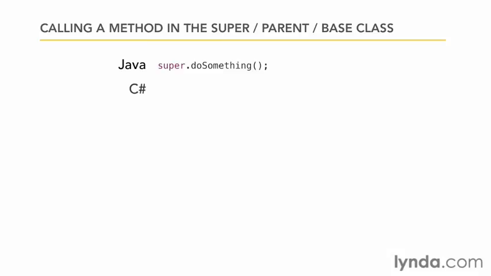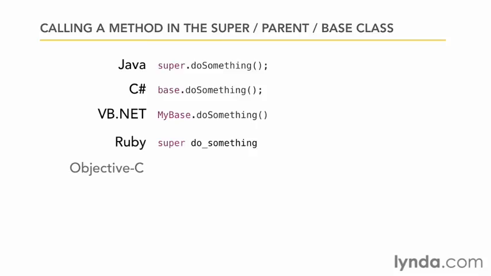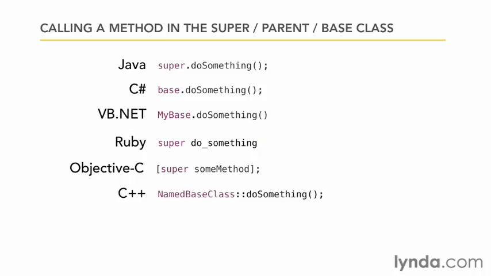So in C# we use the word base. In VB.NET, it's actually the word MyBase. Ruby uses the word super, as does Objective-C, so that is the most common way of doing it. C++ is a little different because C++ allows for multiple inheritance. We could be theoretically inheriting from multiple classes, so we can't just say super and know that it will automatically go to the one superclass. So with C++, you actually have to use the official name of whatever class you're talking about.